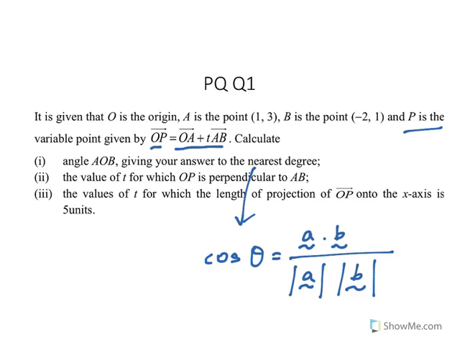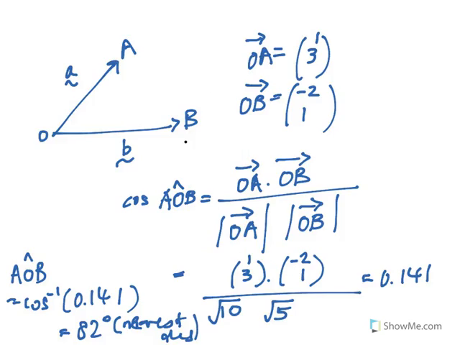Okay, so for the next part 2, we need to find the value of T for which OP is perpendicular to AB. Perpendicular to AB, you know that this should relate you to think about scalar product. If two vectors are perpendicular, their dot product will give you 0, right? So what we do is we take OP and AB and we take the scalar product of them. What is OP?